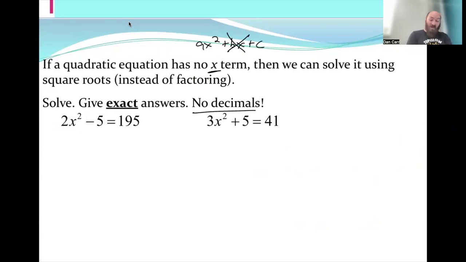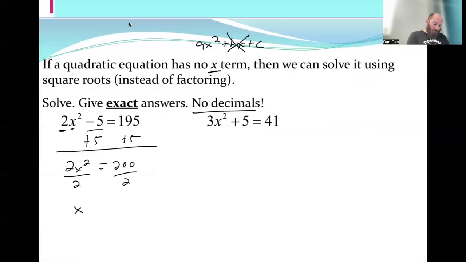In this case, if I think about it as order of operations, x is being raised to the second power, then it's multiplied by 2. My third operation is subtracted by 5. So to solve that, I'm going to undo that. I want to undo the subtracting by adding to both sides. So 2x squared is equal to 200. I want to undo my multiplication with division. So x squared equals 100. And now I can undo my squaring.